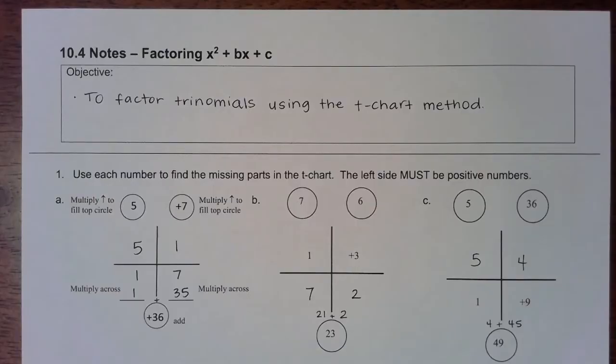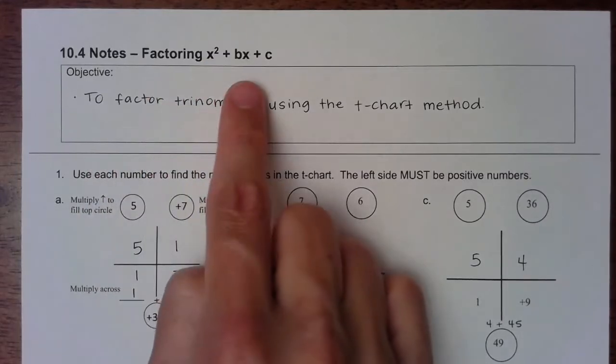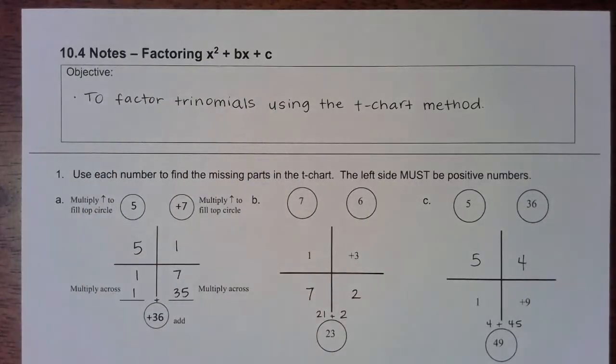The notes for today on section 10.4 are about factoring trinomials that are in the form x squared plus bx plus c. To factor trinomials at Steel Canyon, we introduced this method of factoring to you called t-charting.